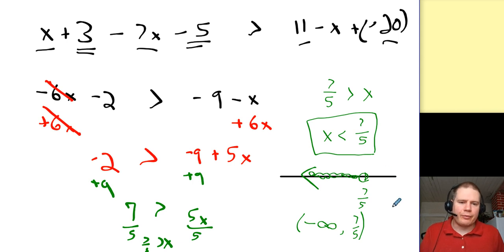So then my graph could also have gone shading everything up to, but not including 7/5 with an arrowhead on the left to indicate that it goes on forever.